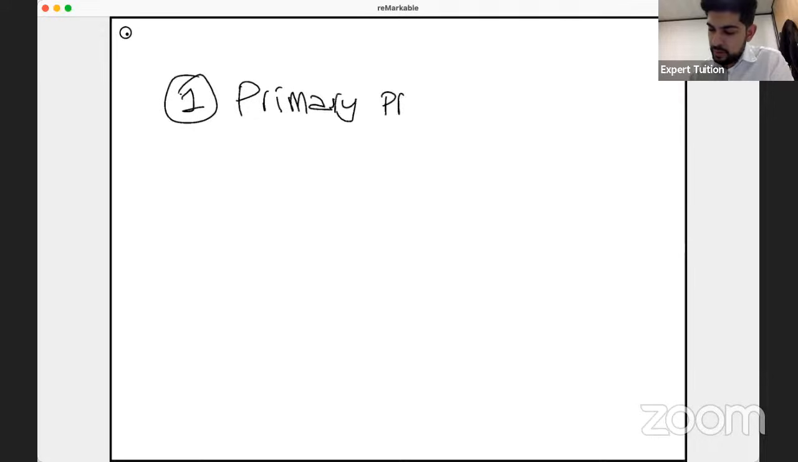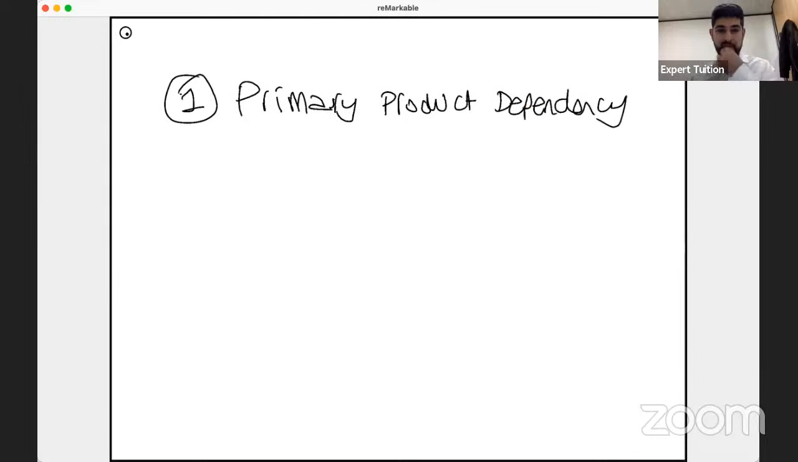Primary product dependency. Many developing countries suffer from this. A primary product, as a starting point, what is a primary product? A primary product is basically something that is sourced from the earth. It is also known as a commodity, in case you read that in a data response, yeah?